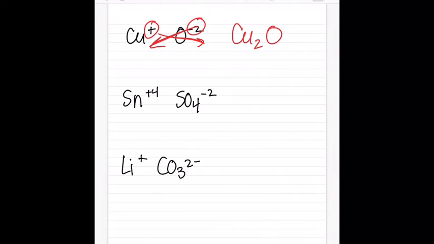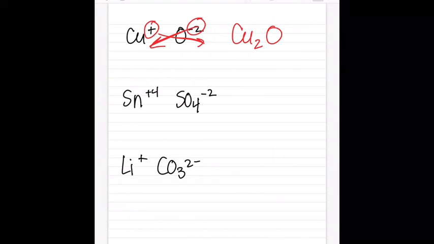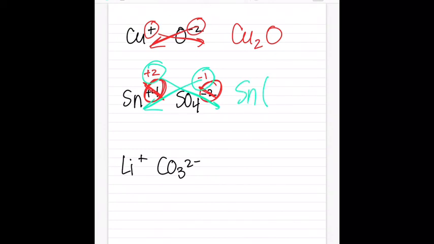Next, let's check to see this and this. They are factors of each other. Remember, anytime you see a plus 4, you probably need to simplify it, so you get a check. So I saw my plus 4, and then I saw minus 2. That means they are factors of each other. So this is going to become plus 2. This will become minus 1. Now I can cross and go down. So my answer is Sn, open parentheses, SO4, 2. Now I use parentheses because this was polyatomic and the charge going on it was greater than 1.